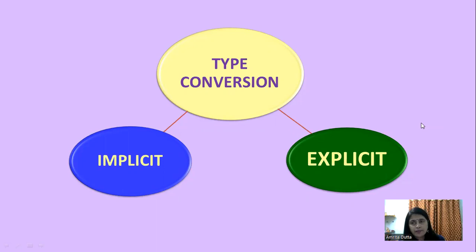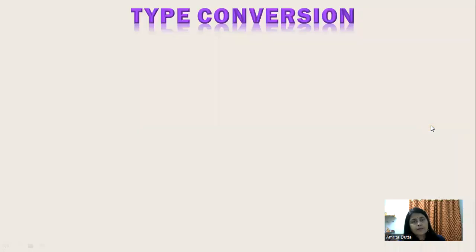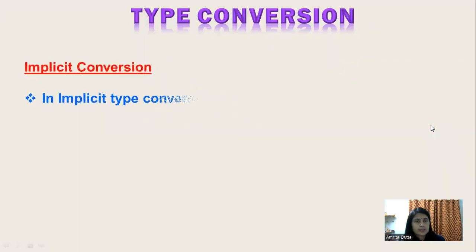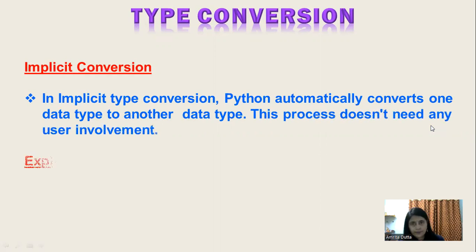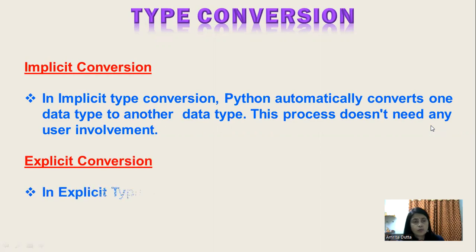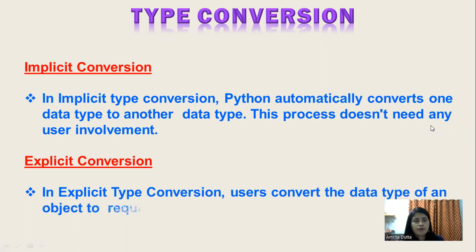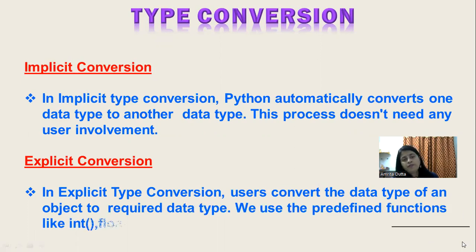What is implicit type conversion? Implicit type conversion is done automatically by the Python compiler. Python automatically converts one data type to another data type and there is no intervention of the programmer or the user. So no involvement of the user is there. What is explicit conversion? In this, users convert the data type of an object to the required data type. We use the predefined functions like int, float, string, that is the str function.